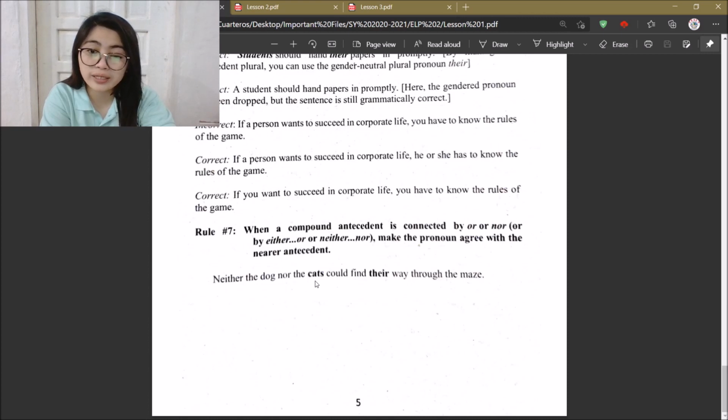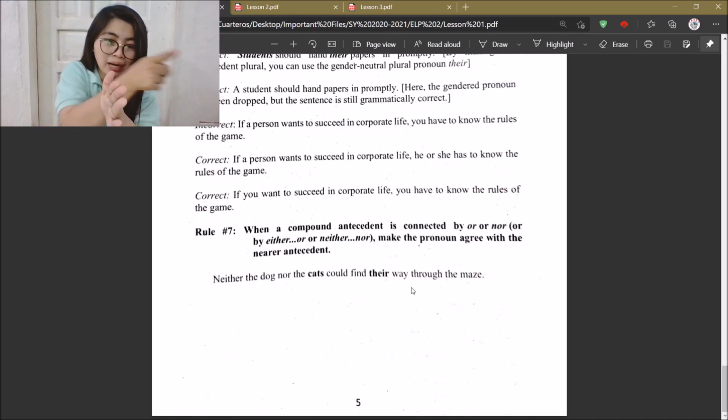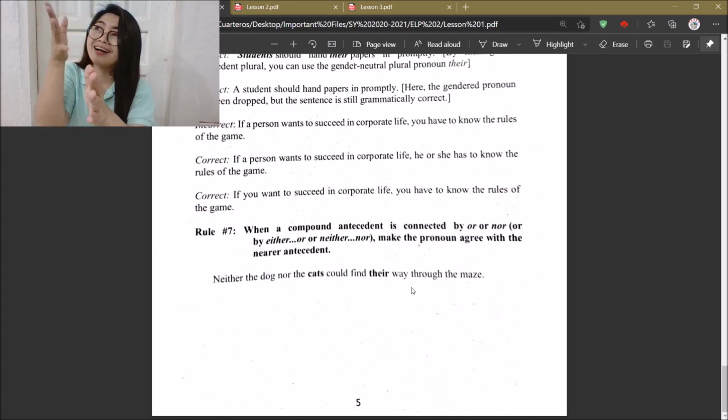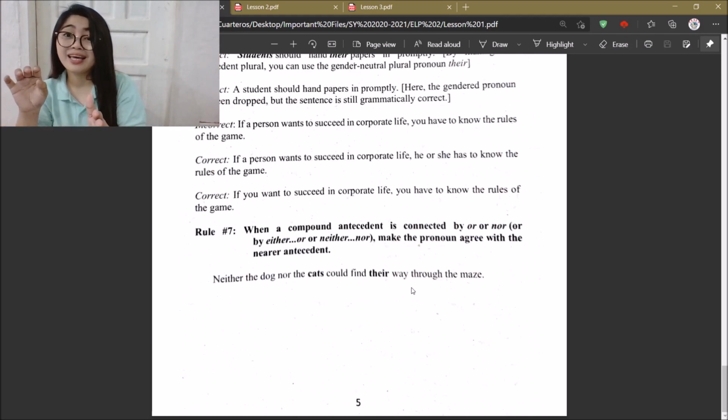Neither the dog nor the cats could find blank, so takpan mo natin yung "their," way through the maze. Yun nga sinabi ko kanina, ano ba yung nearer antecedent mo? Antecedent again is the subject of the sentence, the noun. So, ano yung pinakamalapit? We have cats. Diba? Yun yung pinakamalapit dun sa lalagyan mo ng pronoun. So, imagine niyo na exam to at hindi ko nilagyan ng "their" dyan. Nakalagay lang dyan blank. So, ang gagawin mo ngayon, dun sa blank na yun, ano yung pinakamalapit na antecedent or subject of the sentence? We have cats. Okay, so ano ba yung cats? It is in plural form. So, ang gagamitin mo ay "their."